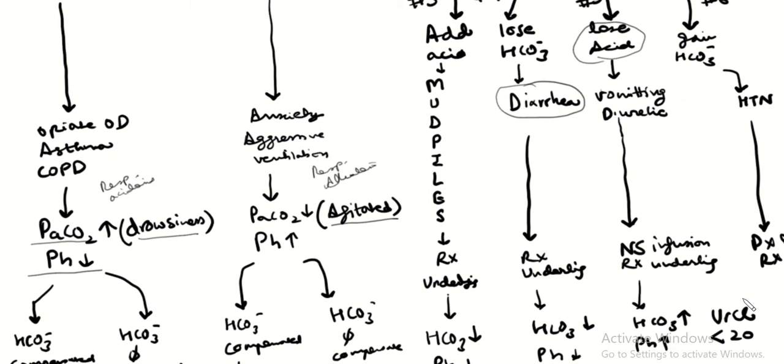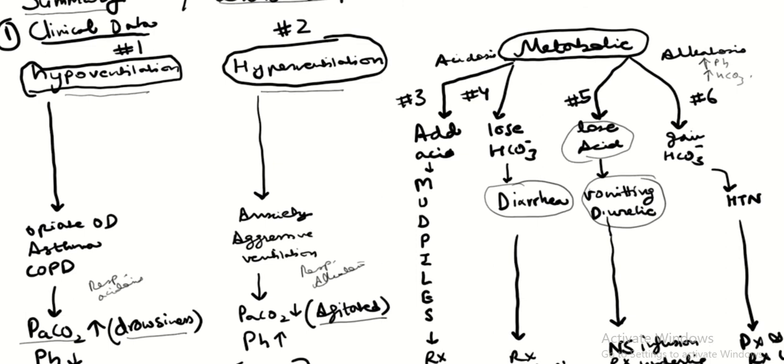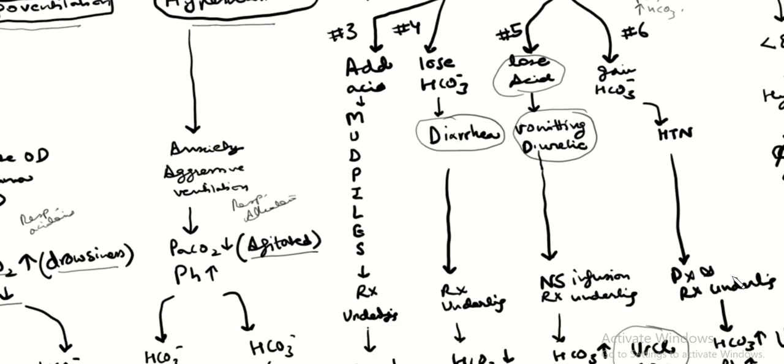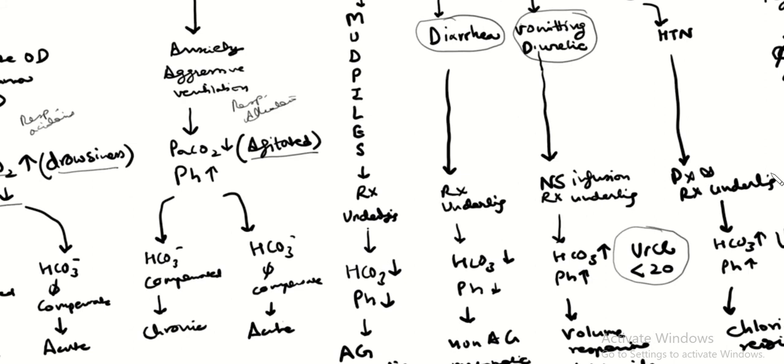The way you diagnose it is by looking at urine chloride if it's less than 20. Again, note diarrhea, vomiting, and diuretic therapy all dehydrate you. But diarrhea causes metabolic acidosis while the rest of them cause metabolic alkalosis. You with me on this? And of course, you can have gain of bicarbonate, and again, it could be hypertension or other disease. The goal is to treat the underlying disease.